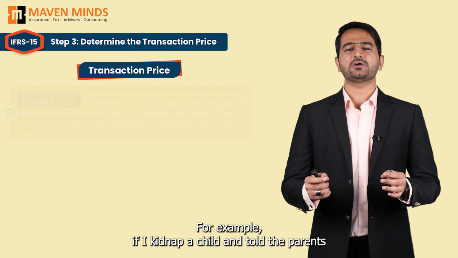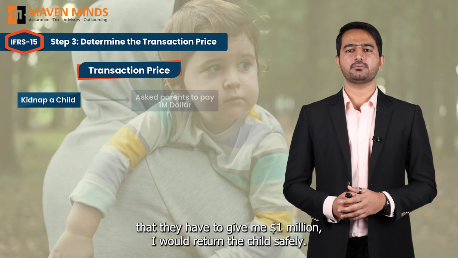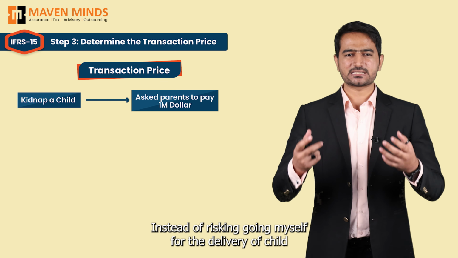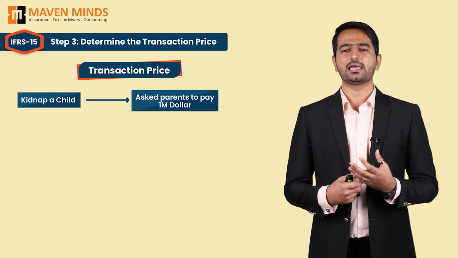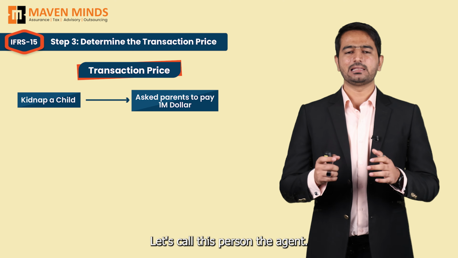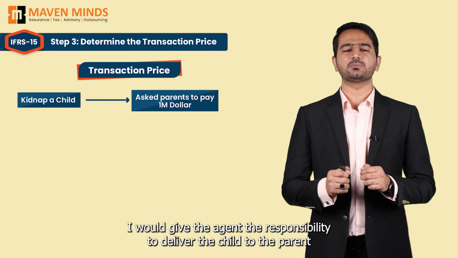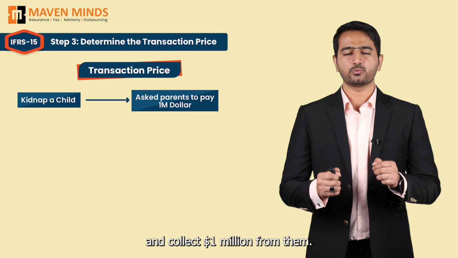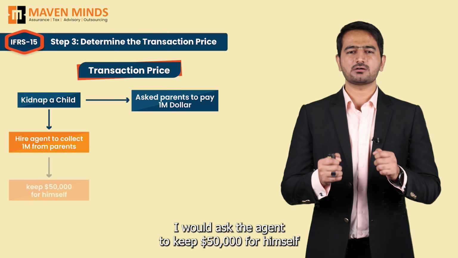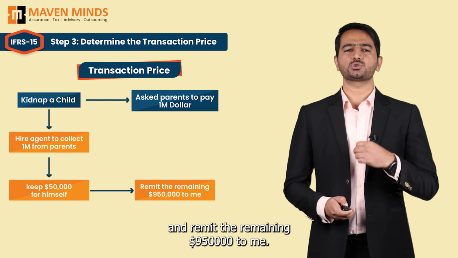For example, if I kidnap a child and tell the parents that they have to give me $1 million, and I would return the child safely, and they agreed. Instead of risking going myself for the delivery of the child and the recovery of $1 million, I might find someone else to do it. Let's call this person the agent. I would give the agent the responsibility to deliver the child to the parent and collect $1 million from them. I would ask the agent to keep $50,000 for himself and remit the remaining $950,000 to me.